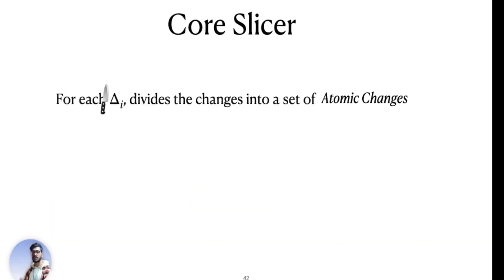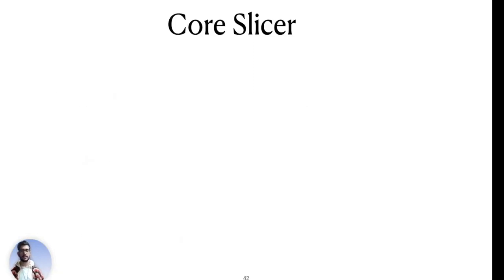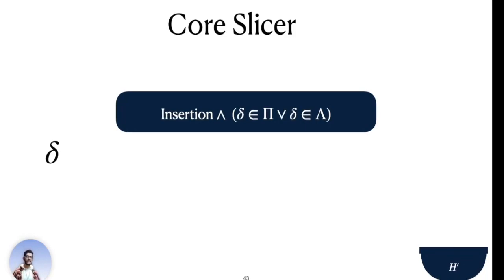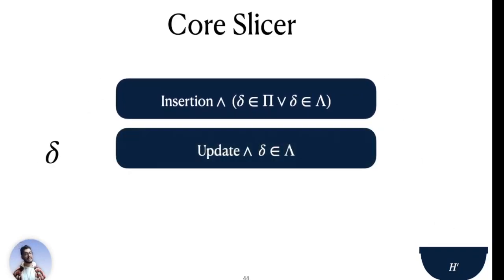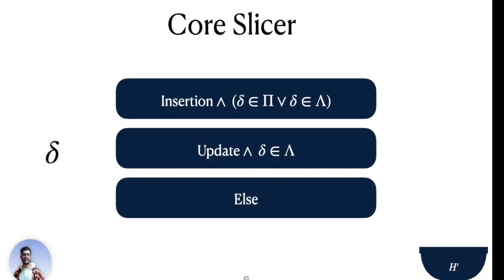Okay, so it will turn each change set into a set of atomic changes, and then filter that atomic change set so that it gets the atomic changes that are important to us. So we will get our delta prime I, which can be empty. For each atomic change, if it's an insertion and it's inside the compilation set or the functional set, it will be included. If it's an update and it's inside the functional set, it's included. Otherwise, we want nothing to do with it.